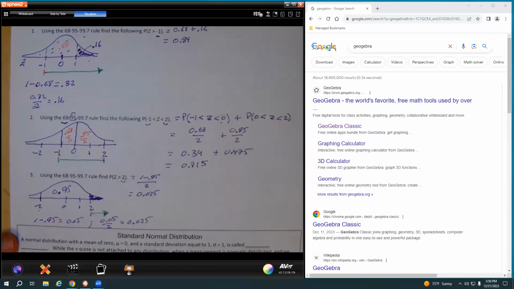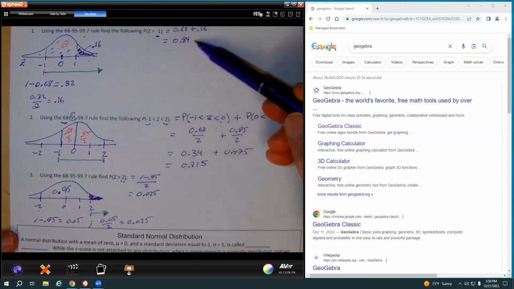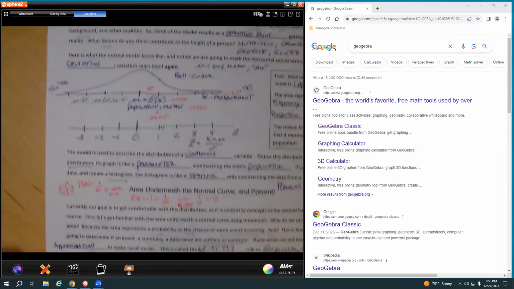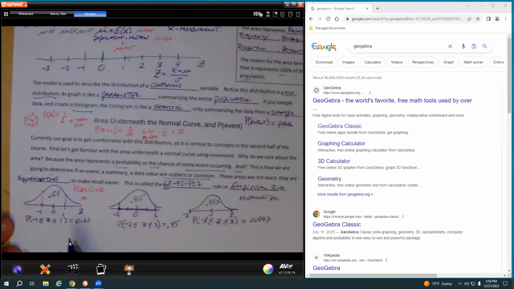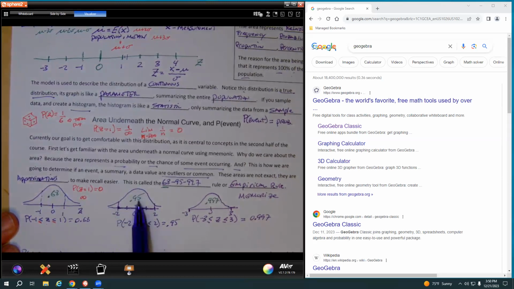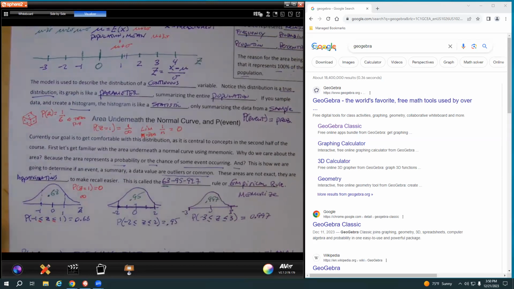Okay, so notice I found these answers using only this fact. We want to do this so we get familiar. Really what we want to remember, and we're forcing you to remember, is that between -1 and 1 is 68, between -2 and 2 is 95, and between -3 and 3 is 99.7.